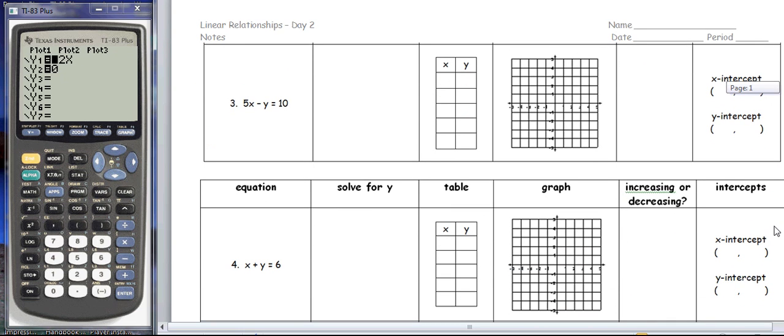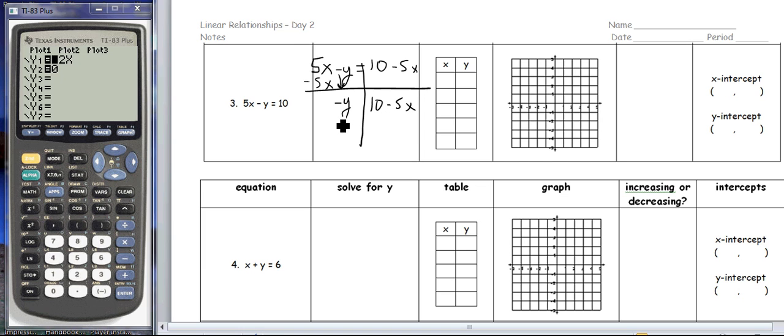Alright, let's look at number 3. First thing we do is solve for y. I have 5x minus y equals 10. I'm going to move the 5x. We have to subtract. Oh, look at this sneaky little negative sign. We need to remember to bring that down. So I have -y equals 10 minus 5x.